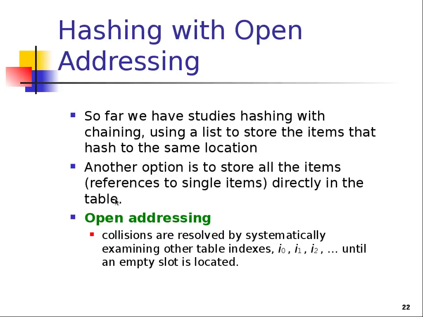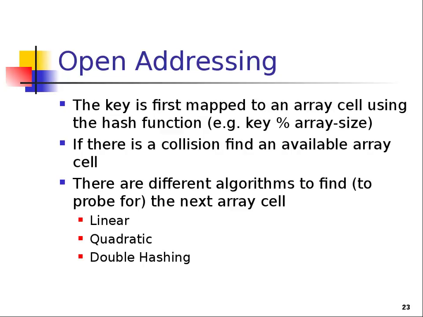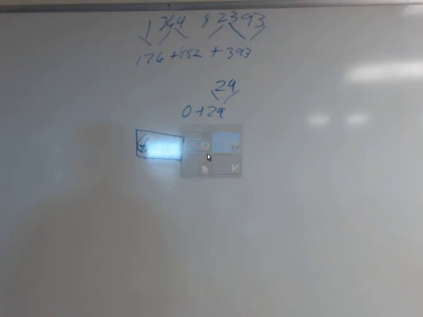So we've studied hashing with chaining, which is hopefully easy to understand. But if not, maybe open addressing will help you. Another option is to store all the items, references to single items, directly in the table. So you have to come up with a way to handle collisions. It's first mapped to the array cell using the hash function. If there is a collision, find an available cell. And how do we find out which cell we want? Let's create a little example on the board.